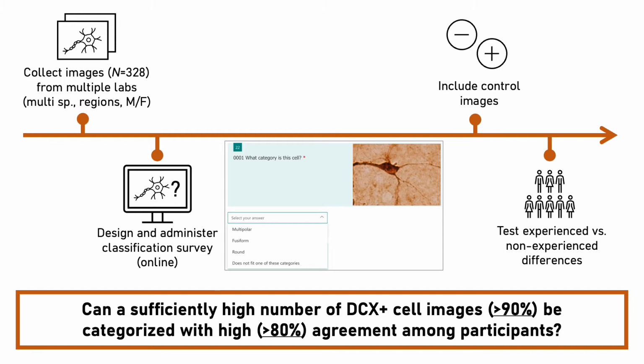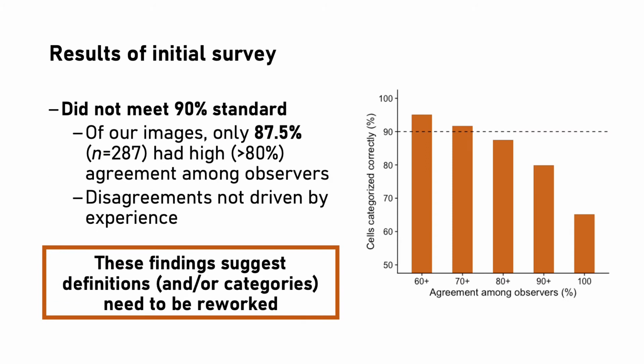We were also interested to see whether there were differences in categorization between participants who had previous experience working or not working with doublecortin. Ultimately, the results of our initial survey showed us that we could not meet this 90% standard. Only 87.5% of the images in our survey had high agreement among our observers, and the disagreements in cell classification were not driven by the participants' previous experience working with doublecortin. These findings suggested to us that our definitions, or maybe even our overall classification scheme, needed to be reworked.